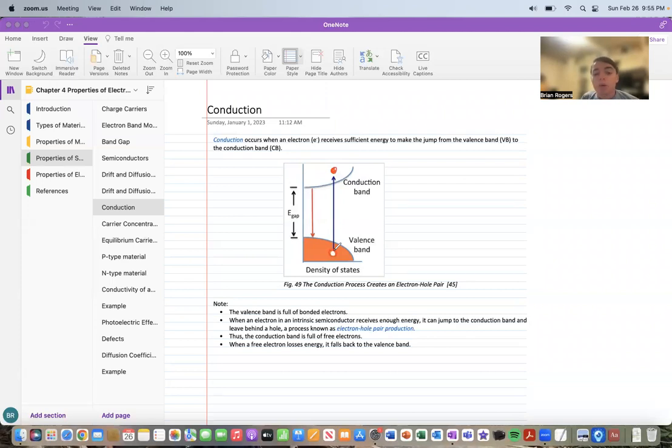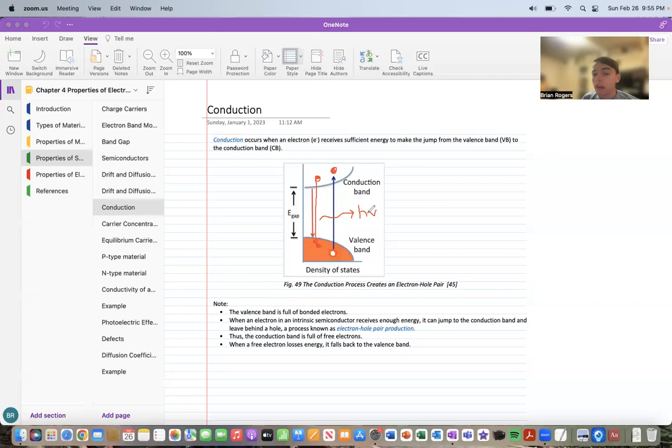And so what we're going to see is the valence band is full of bonded electrons. If it receives enough energy, an electron will make the jump to the conduction band, and that will create our electron hole pair. And the conduction band is full of free electrons. But when an electron from the conduction band falls back to the valence band, it's going to emit energy. So it will give off energy.